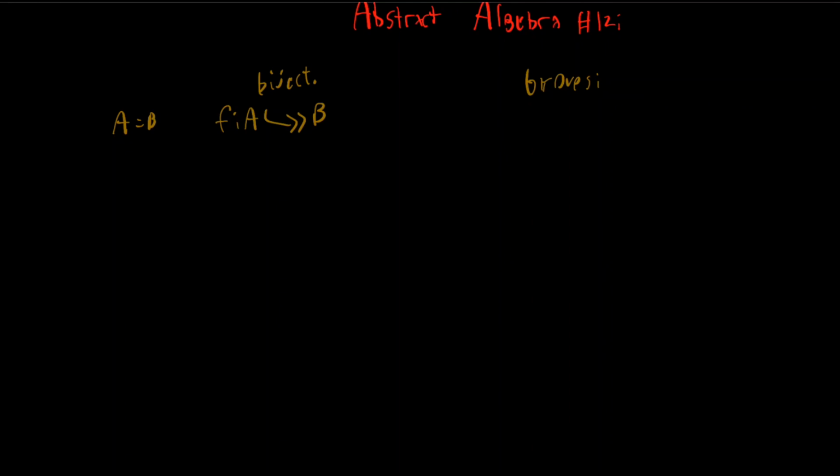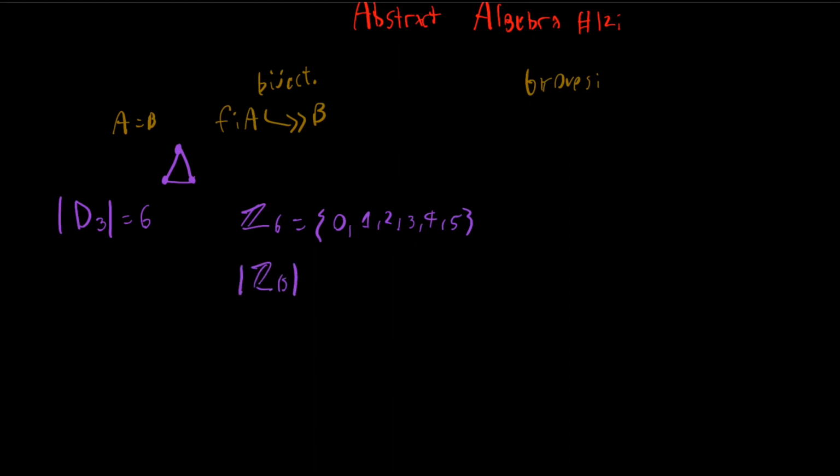And we see that we cannot just say that two groups are the same when they have the same order, so let's expand on this. For example, let's consider two groups of the same order. For example, the symmetries of an equilateral triangle, that is the dihedral group of order 6. And let's, for example, consider Z6, which is the additive group of integers mod 6. Both of them have order 6.